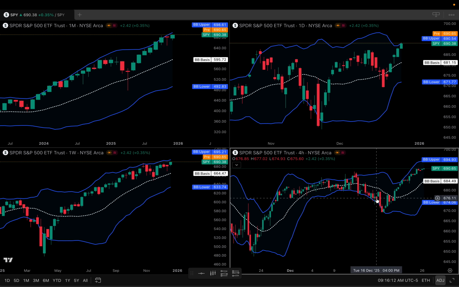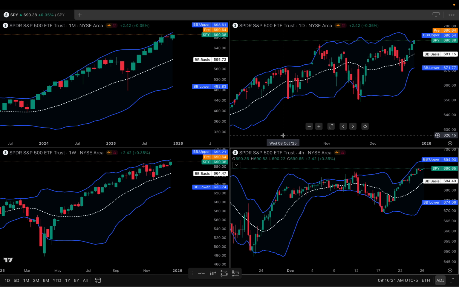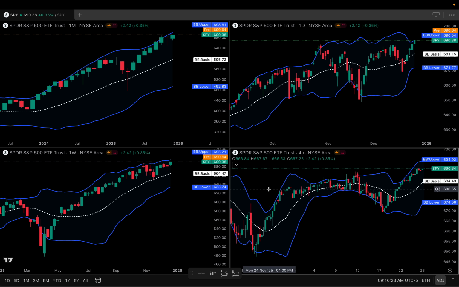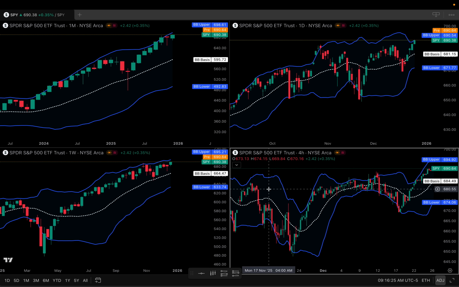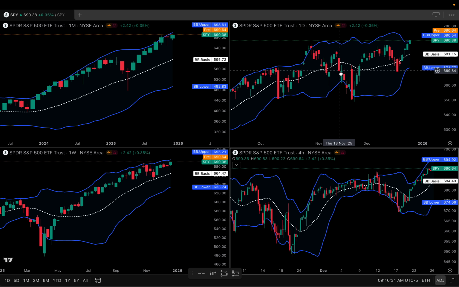Next I check the candle structure. I read the swing structure. An up structure is higher highs and higher lows, and a down structure is lower highs and lower lows. I also watch how candles behave around the basis. If candles keep crossing the basis back and forth, I respect the chop.